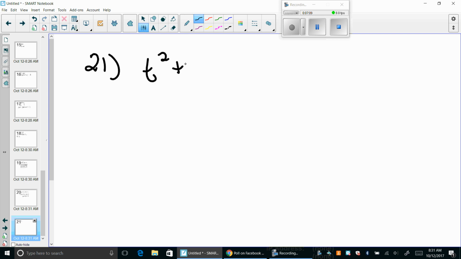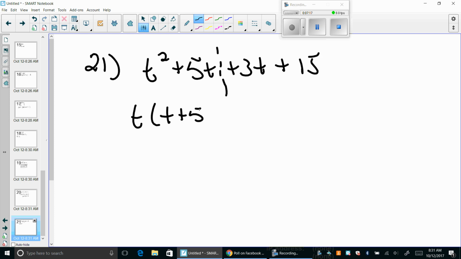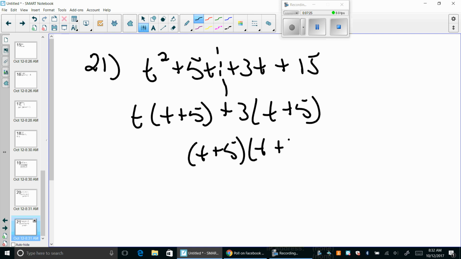t squared plus 5t plus 3t plus 15. Out of the first two, I can take out a t, and I have t plus 5. Out of the last two, I can take out a 3, and it'd be t plus 5. So my common factor is t plus 5, and my other factor is t plus 3. So that's how that factors.